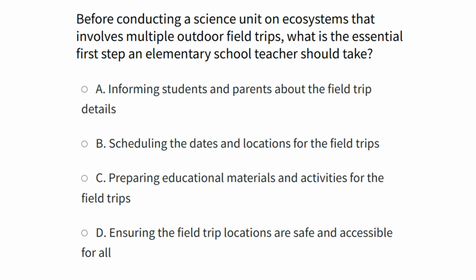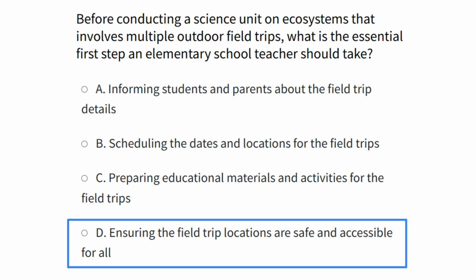On to number 7. Before conducting a science unit on ecosystems that involves multiple outdoor field trips, what is the essential first step an elementary school teacher should take? A. Informing students and parents about the field trip details. B. Scheduling the dates and locations for the field trips. C. Preparing educational materials and activities for the field trips. D. Ensuring the field trip locations are safe and accessible for all. The correct answer is D. Ensuring the field trip locations are safe and accessible for all.